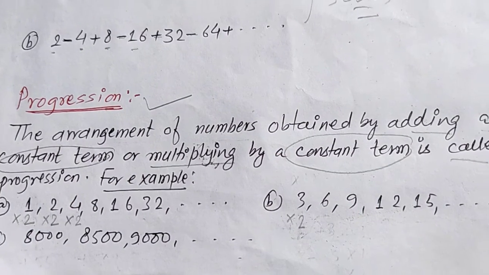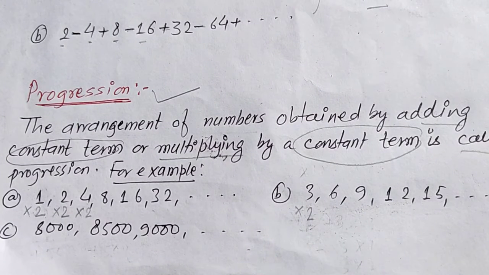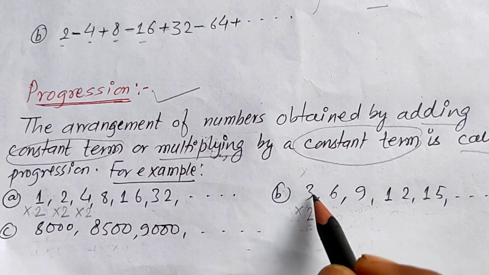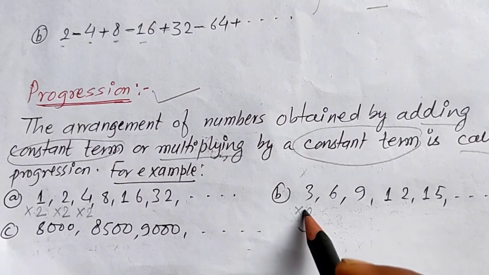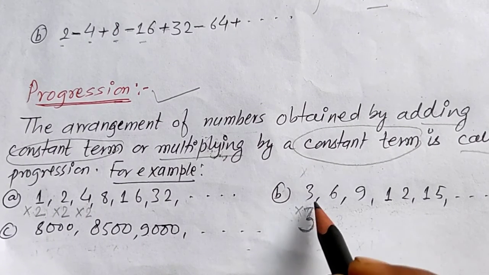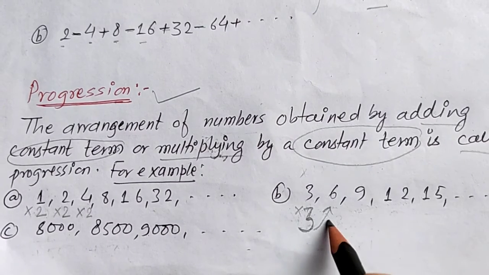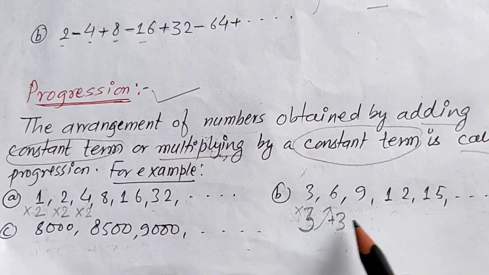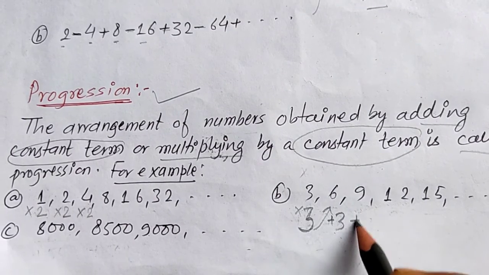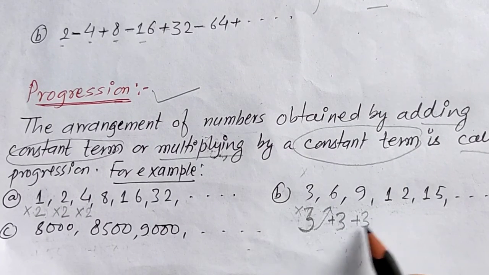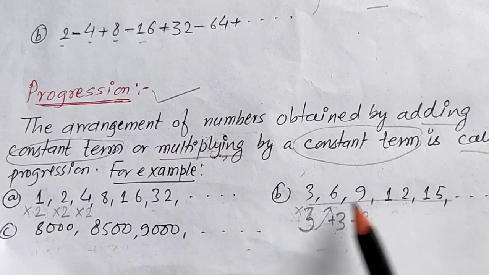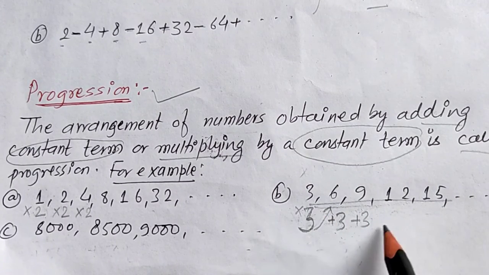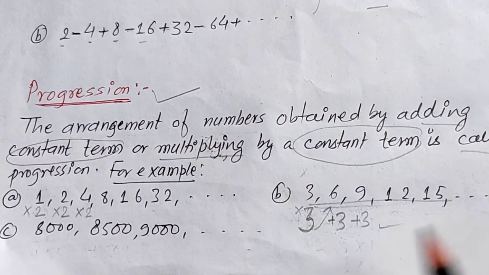Similarly, in example B, when the constant number 3 is added to the first term, you will get 6. Again, in the second term, when the constant number 3 is added, you will get 9. And again, in the third term, when the constant number 3 is added, you will get 12, and so on. So this arrangement is obtained by adding a constant number, that is plus 3.